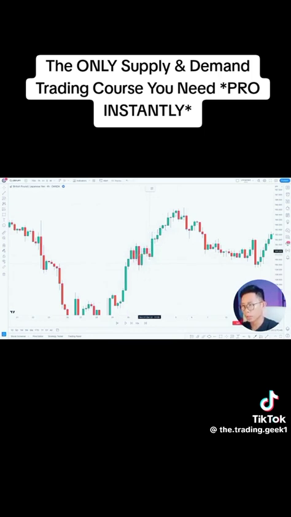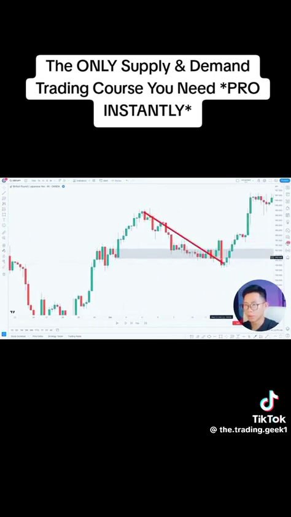So in this case, what you could have done is draw a demand zone right here, because this is when price made this extreme up move, and before that we had this little candle right here. So mark it up over here, and you can see price come back down to this area and then goes back up.